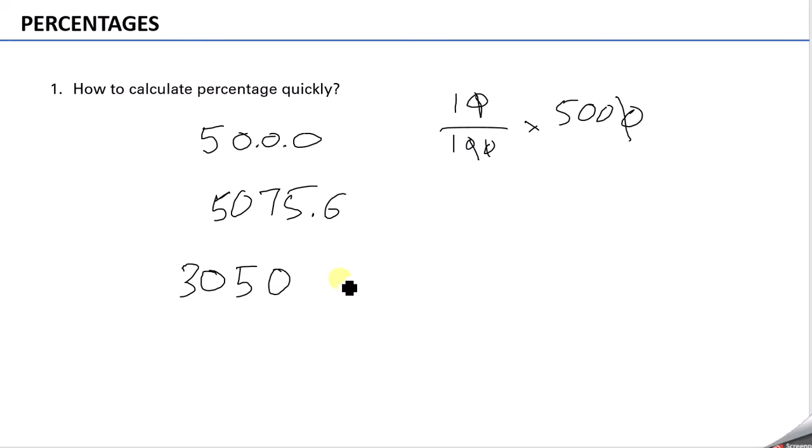Take 3050. What is 20% of it? First 10% is 305, and 20% is 305 into 2, which is 610. So this is 20% of 3050. This is how you can calculate the percentage of any number quickly without having to go for actual multiplication and all those calculations involved. Okay, so this was the basic thing. Then we'll go to the advanced concepts to see how we solve problems based on this.